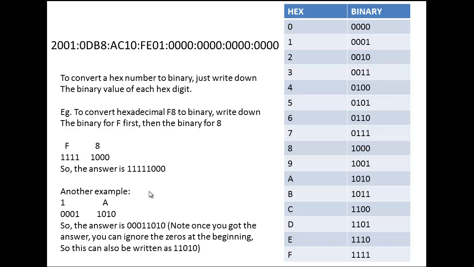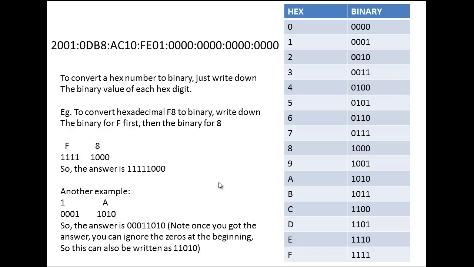Let's look at another example. We wanted to find the binary for the hex 1A. We do the same thing. We find 1, and we see that the binary for 1 is 0001. The hex A, the binary for A, would be 1010. So the answer then would be 00011010.